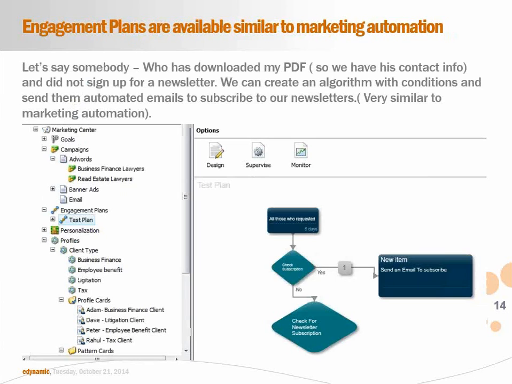Now, engagement plans are similar to marketing automation. So let's say somebody has downloaded a PDF. So we have his contact info. He did not sign up for the newsletter. We can create an algorithm with conditions and send them automated emails to subscribe to our newsletters. And this is exactly what we do in marketing automation as well.